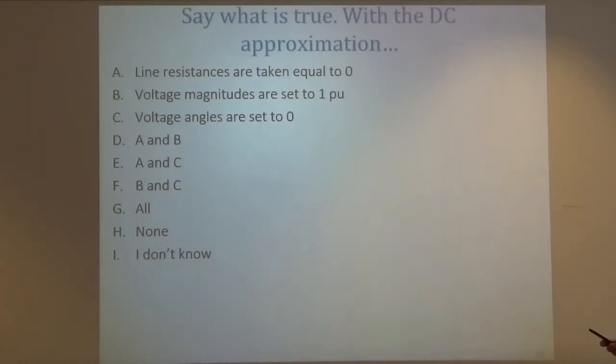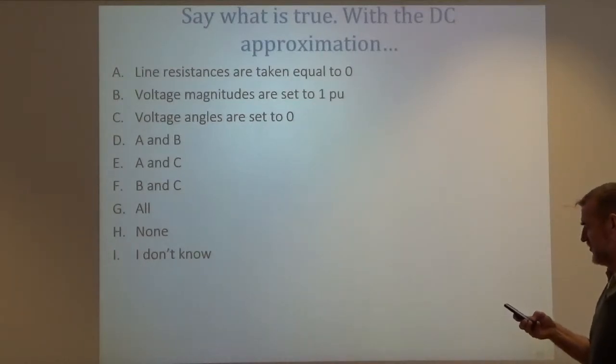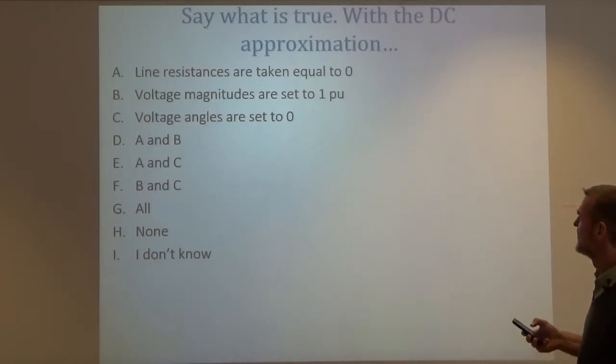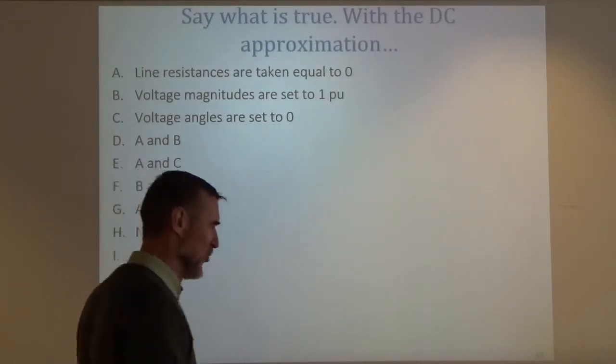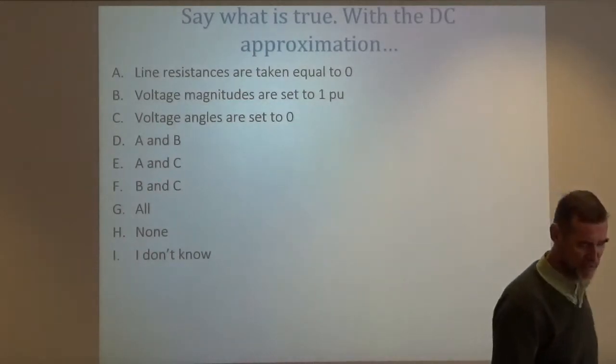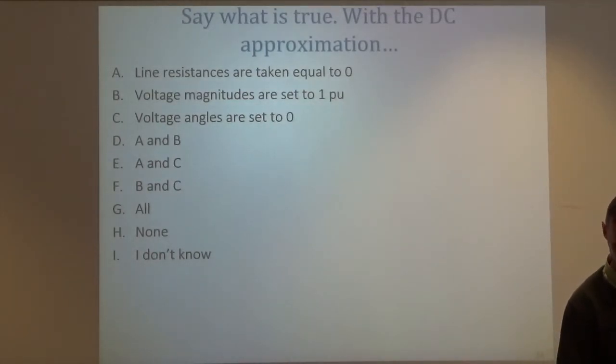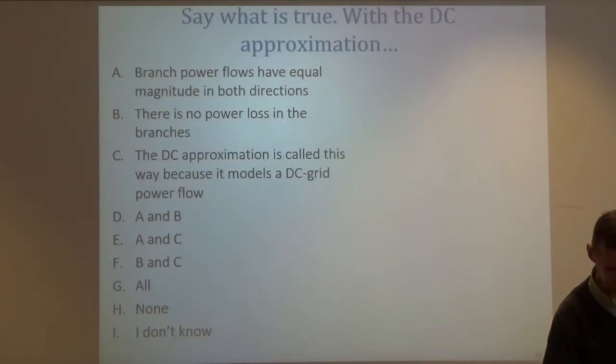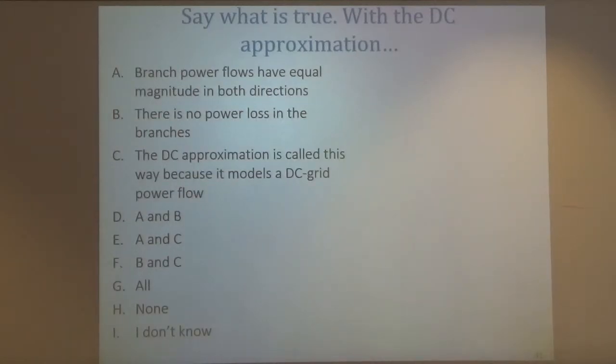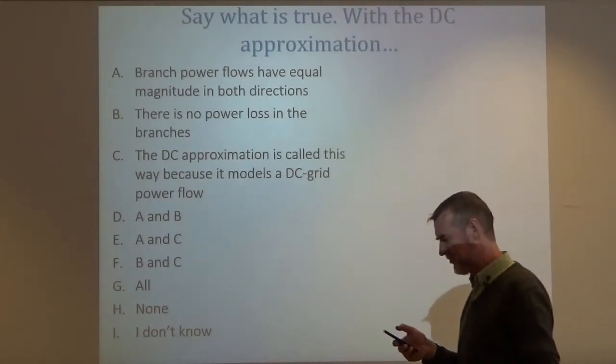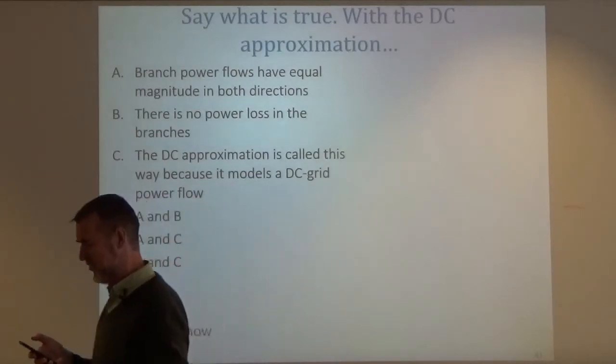Quick recap on the DC approximation. And of course, the correct answer is D. The line resistances are ignored, and the voltage magnitudes are set to 1, which follows from the line resistance being equal to 0. One more. So you have to vote again. I'm lazy, so I reuse the same poll.